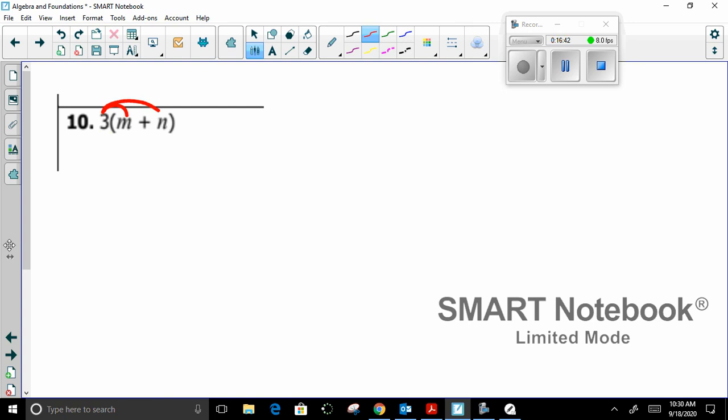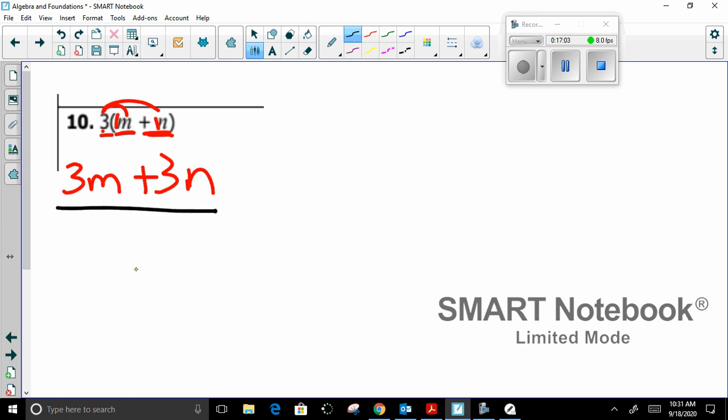All right, distribute that 3. 3 times m is 3m. 3 times positive 1, remember there's 1's in front of these as coefficients, so 3 times 1m is 3m. 3 times positive 1n is positive 3n. Think to yourself, can I add them? You cannot. They are not like terms. M's go with M's, N's go with N's, so they don't go together, you're done.